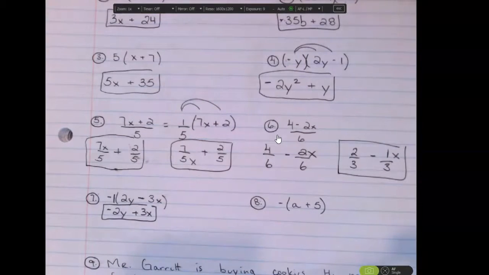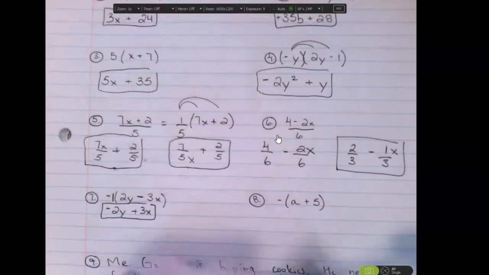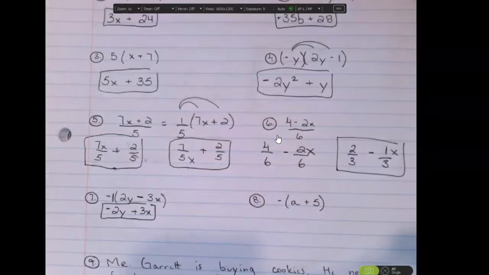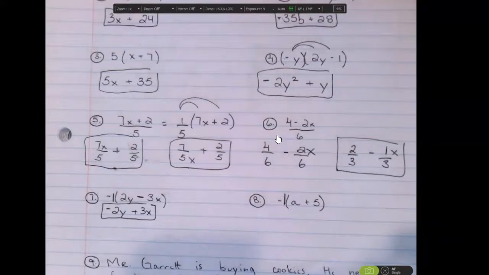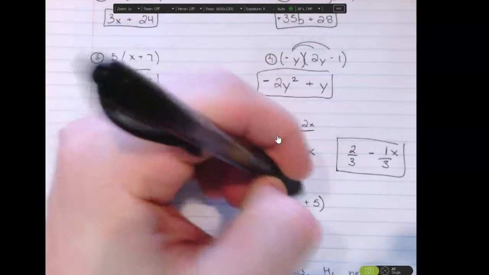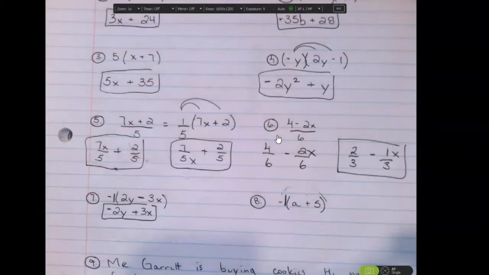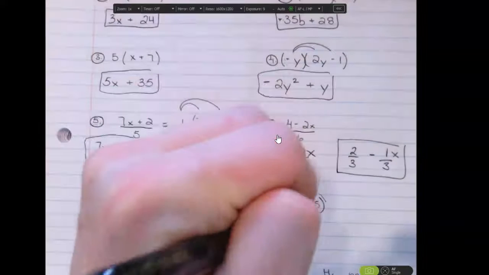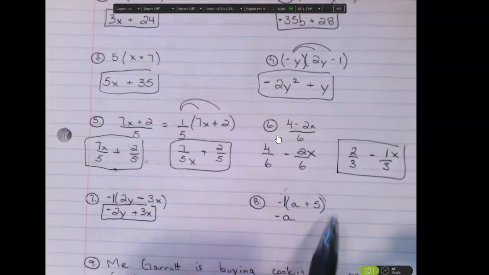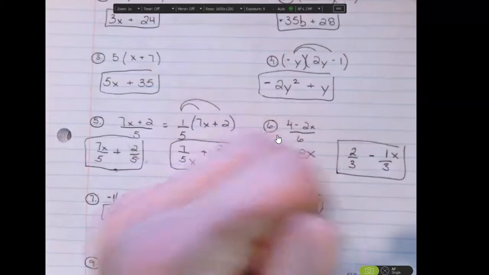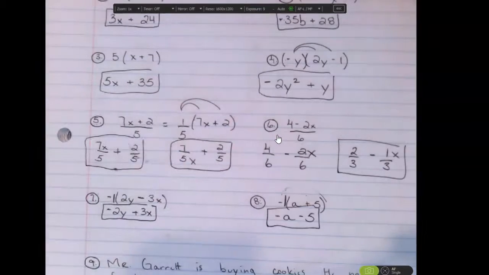Let's look at number 8. So again, I've got this negative out front, so it's negative times the quantity a plus 5. Same thing, I'm still making this into negative 1. You don't have to add the 1, but if it helps to visually see you're distributing a negative 1 into this, go ahead and put it there. Negative 1 times a, negative a, negative 1 times 5, minus 5. There you go. Negative a minus 5.